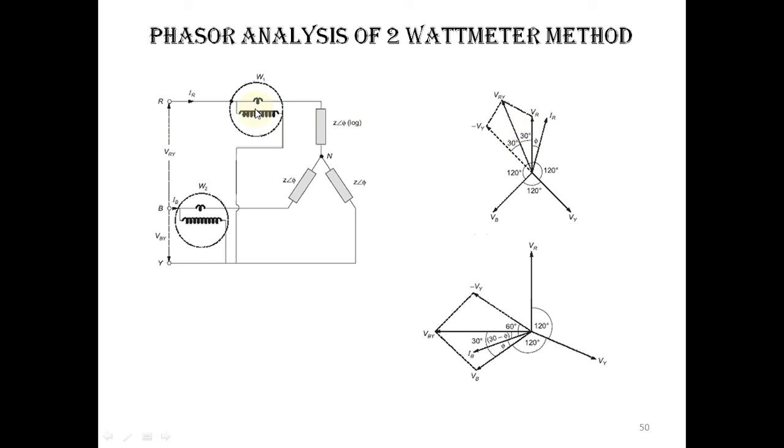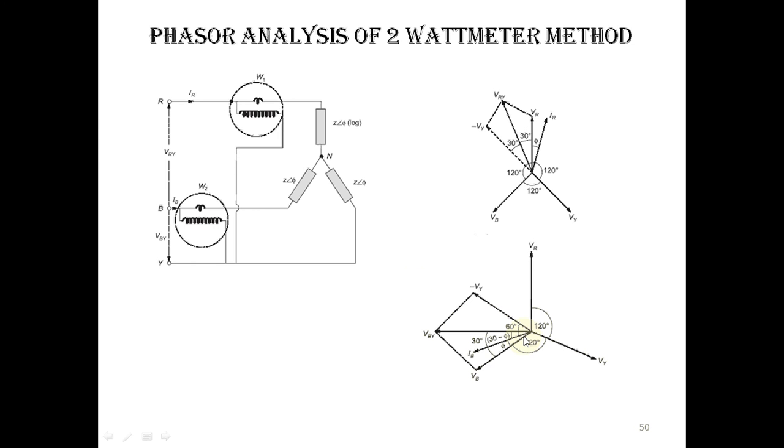Now what does W1 read? W1 reads the angle between IR and VRY. You see this angle is 30 degree and this angle is phi. So what is the total angle? 30 degree plus phi. So W1 reads root 3 VL IL cos of 30 degree plus phi. Why root 3? You apply the vector addition. This is V, this is V. So V squared plus V squared plus 2 V V cos of 30 degree plus phi, whole root over. You will get the same result.